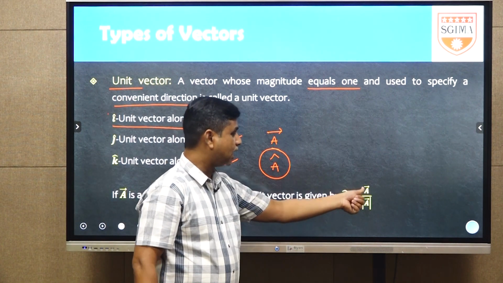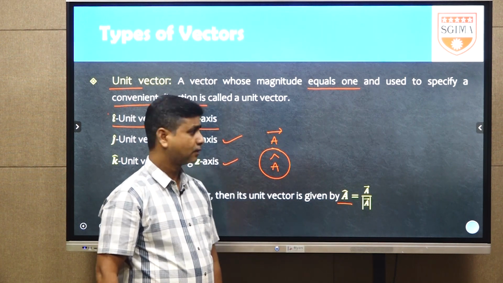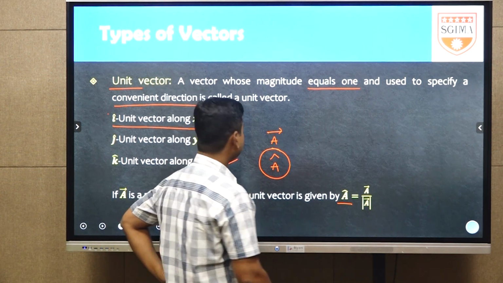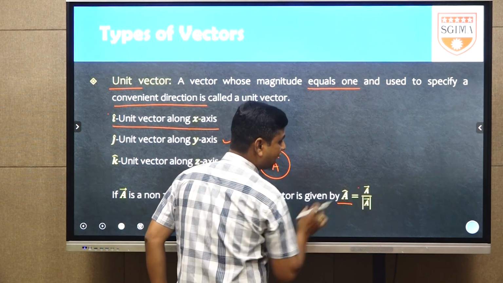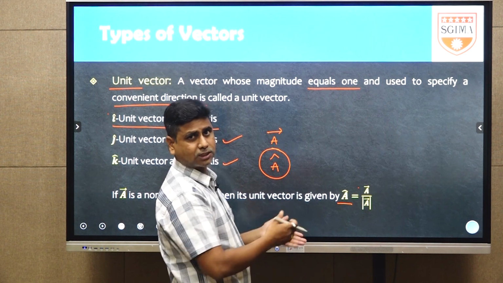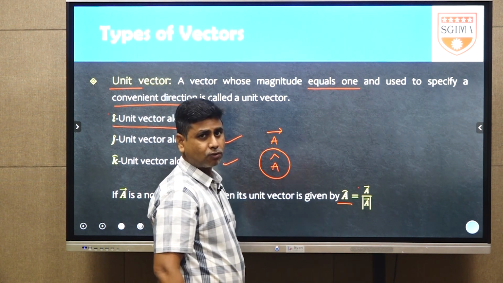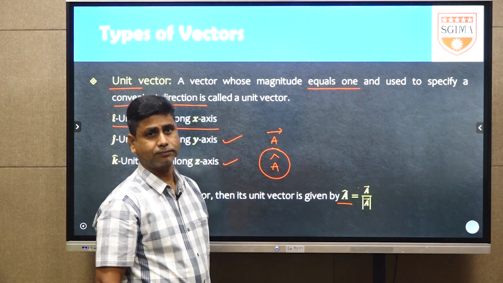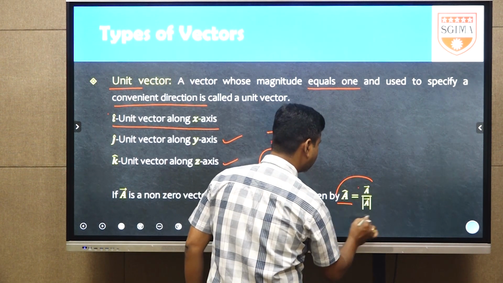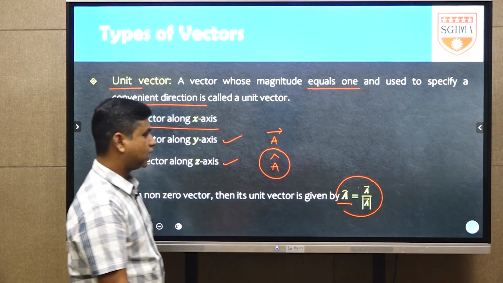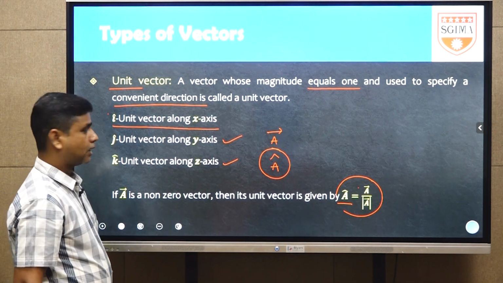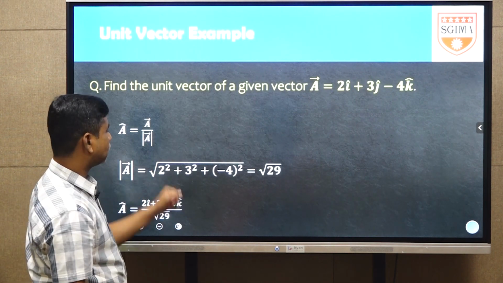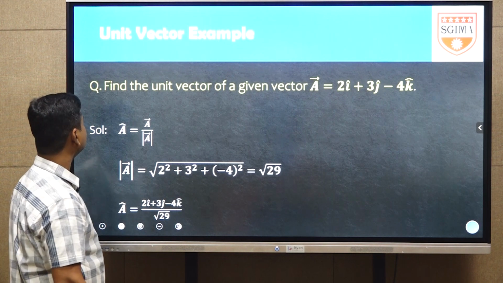Here, a cap equals a bar by modulus of a. Observe why we take this form, a bar by modulus of a. The a bar vector has magnitude modulus of a, and the denominator also has the magnitude of a. Both magnitudes cancel, and you get 1. That is why the unit vector is a cap equal to a bar upon modulus of a bar. Remember that point. Now, with some problems, you can understand how to take the direction.